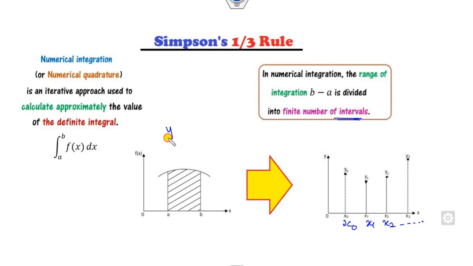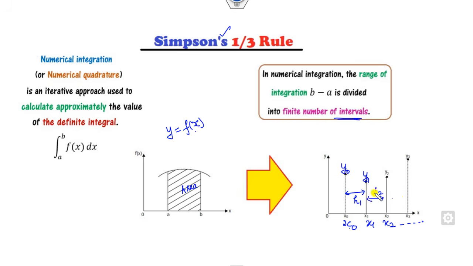If I consider y as f(x), corresponding to the value x0 we obtain the value y0. Corresponding to the value x1, we obtain the value y1 and so on. The target is to find the area under this curve by using the Simpson one-third rule. Remember, because this is an interval, it has some length, called h, and the next has some length h2 and so on.